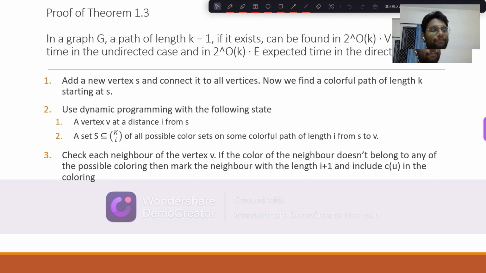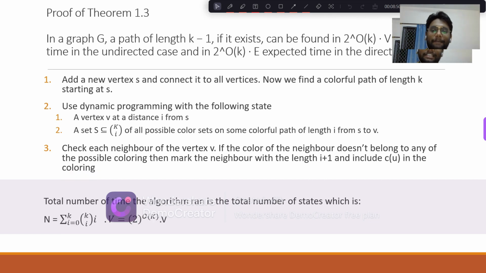After that, we'll see what the neighbors of the vertex v are. So we have a neighbor of v, let's say u, and the color of u doesn't lie in the set of colors already present. So what we are going to do is add u, mark it with distance i plus 1, and add the color of u to the original set of colors which is present with us. So it will give us the next step. As we continue this for every vertex, if there is a path of length k, we'll reach it at the end, and to do that, we'll require 2 power O(k) times V time steps.